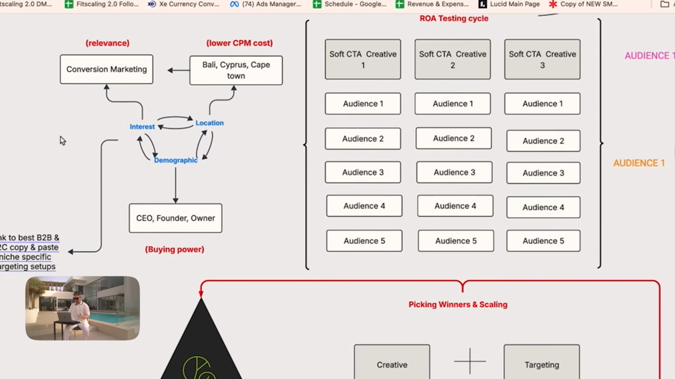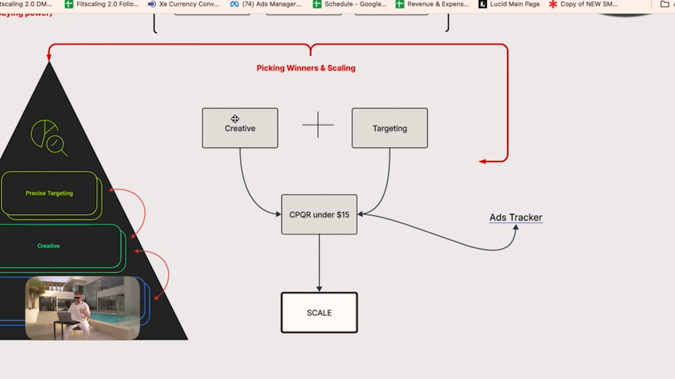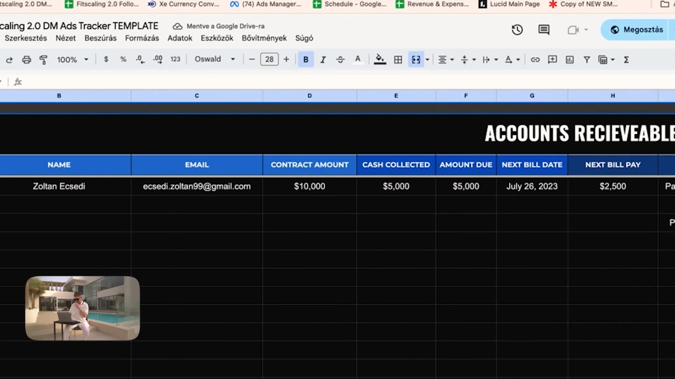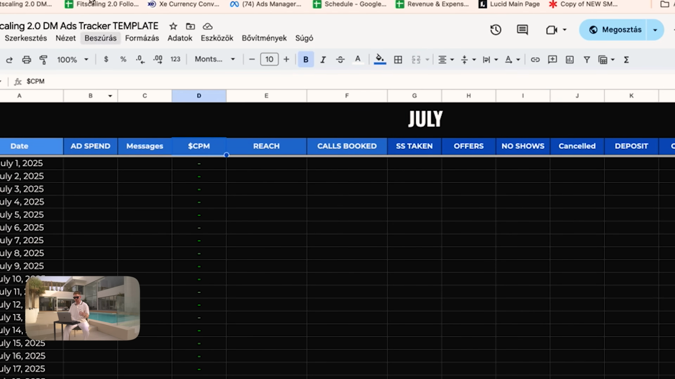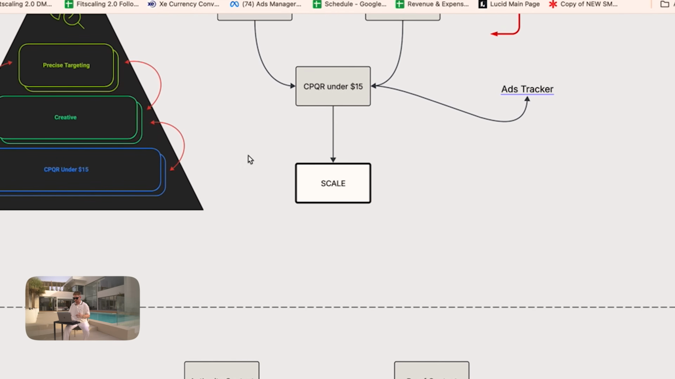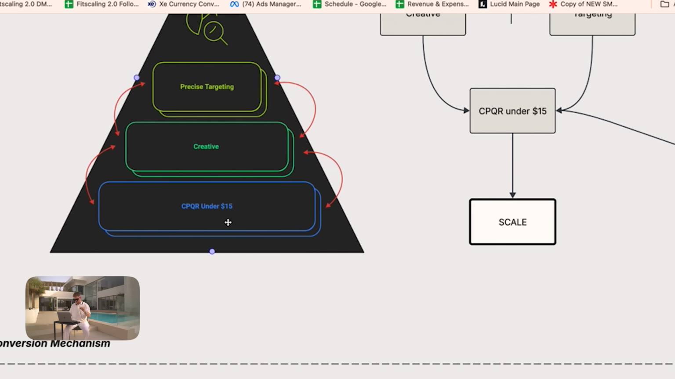Okay, now in terms of that, once you have the right targeting, you got to understand your KPIs, you got to understand your metrics. All right, creative plus targeting equals the right cost per qualified result. All right, if it's under 15, and this is our ads tracker, you can check it out really quickly. You can send me a message and I will send over this ad tracker as well, right? For example, July, you got to track all of this information, right? So if you're not tracking your metrics well, make sure that you send me a message. I'm going to send it over. Then your results are under 15 cost per qualified result, you are really rocking it. All right, so the most important thing here is that the cost per qualified result should be under 15, the creative should be the right one, and there should be precise targeting.